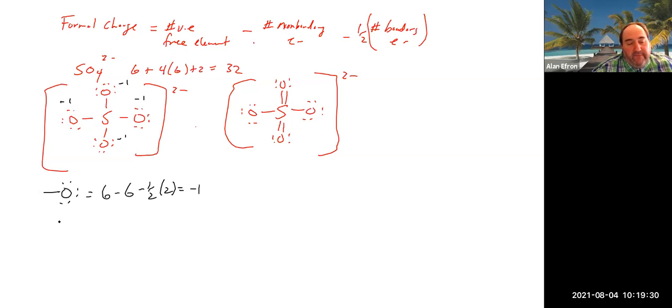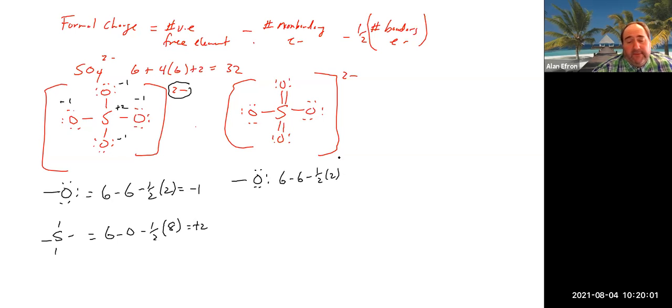If we look at our sulfur in the middle, that's single bonded, that is 6 - 0 for non-bonding electrons, minus 1/2 of 2, 4, 6, 8. That gives us a +2 in our sulfur. If we add up all of our formal charges, it does equal -2, which is good. Now, by putting our double bonds over here, our single bonded oxygen is going to come out the same. So it's going to be 6 - 6 minus 1/2 of 2, -1.